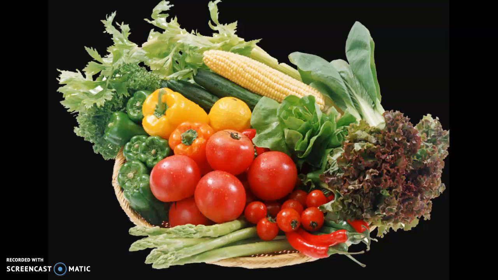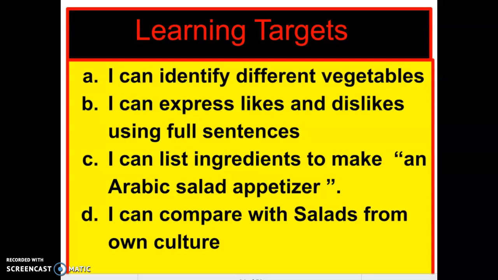Like always, boys and girls, we start our lesson by stating our learning targets. What do I have here? I can identify different vegetables, right? I can express likes and dislikes using full sentences. I can list ingredients to make an Arabic salad appetizer. Yum, yum, yum. And I can compare salads from different cultures.